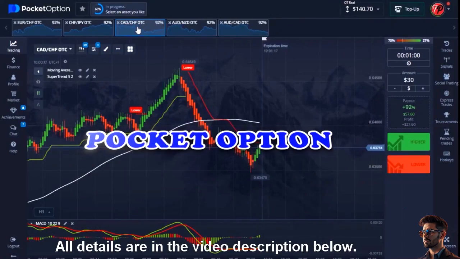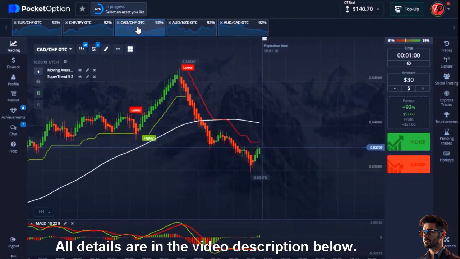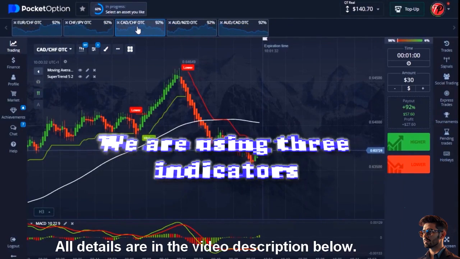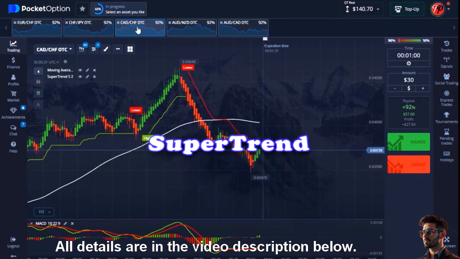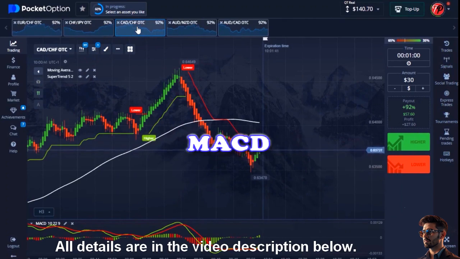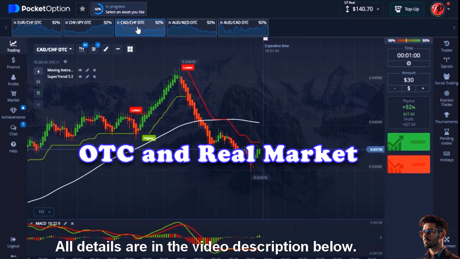Trading again with Pocket Option, and over here I have something very important to show you guys. Over here we're using three indicators. The first indicator we're using is the moving average. The second one is SuperTrend, and the last indicator I use is MACD. This strategy actually works very powerfully with OTC and at the same time with the real market.